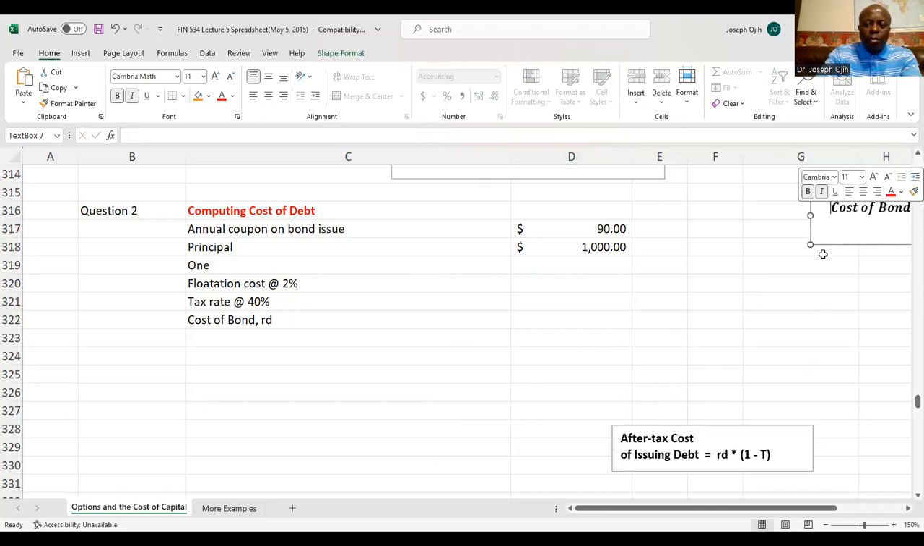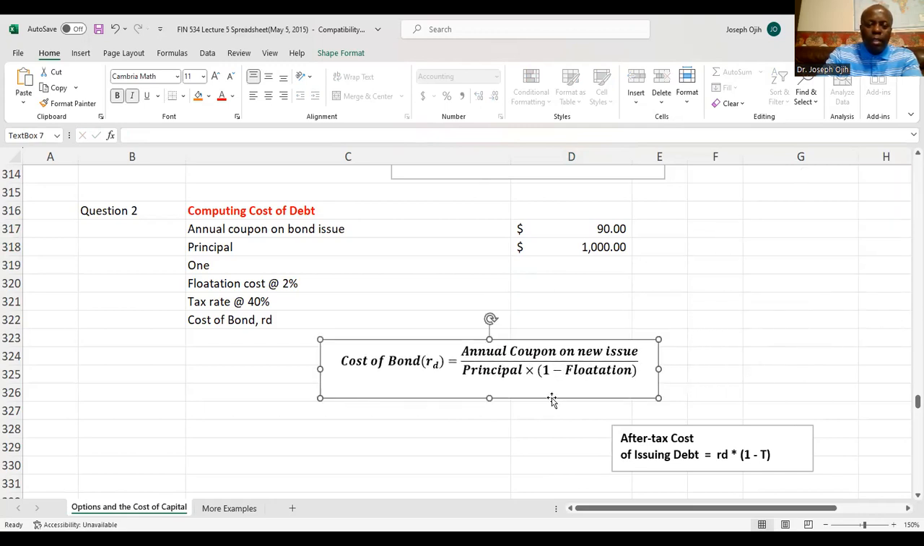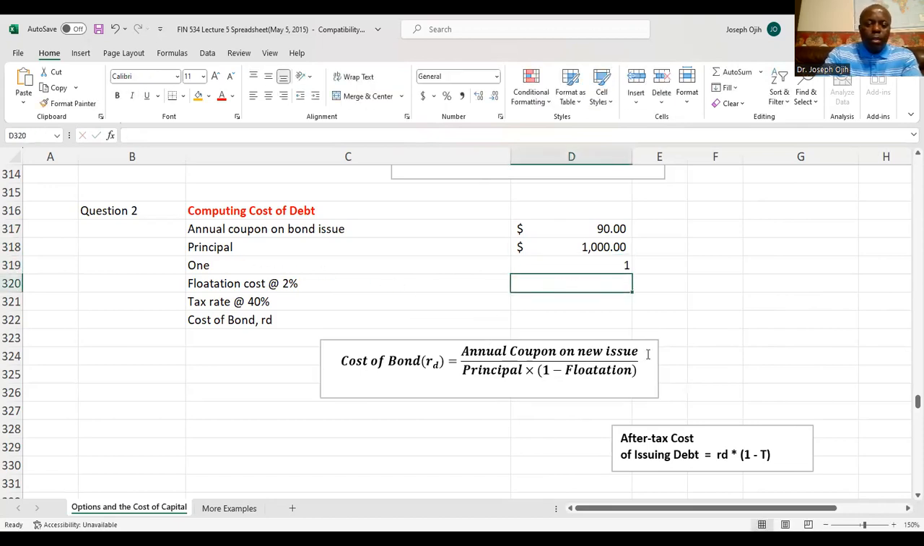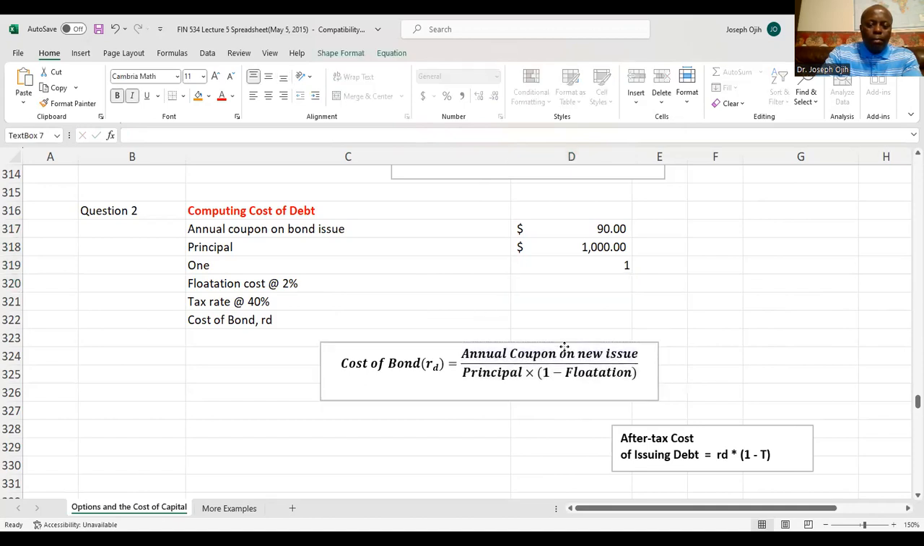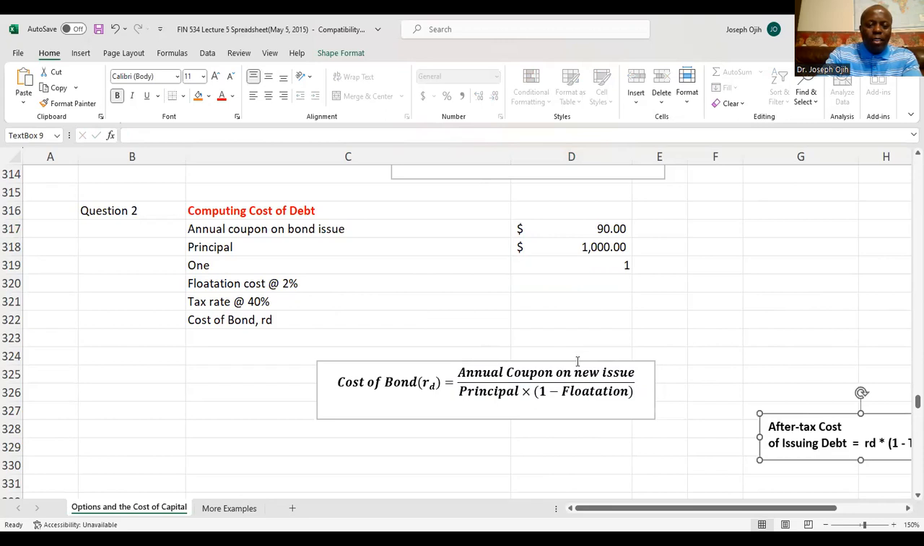Then we need two formulas here. The formula we use first will be this one here, and you can see that 1 is part of the formula. So I'm going to put 1 here.